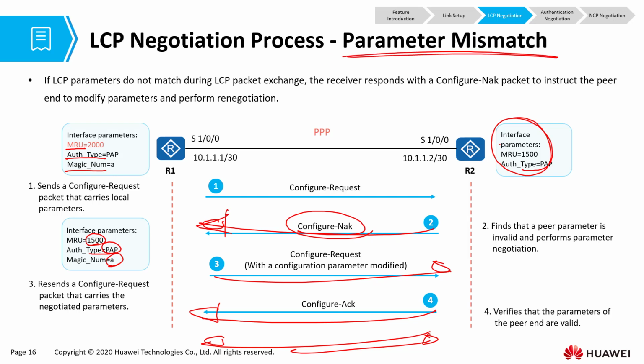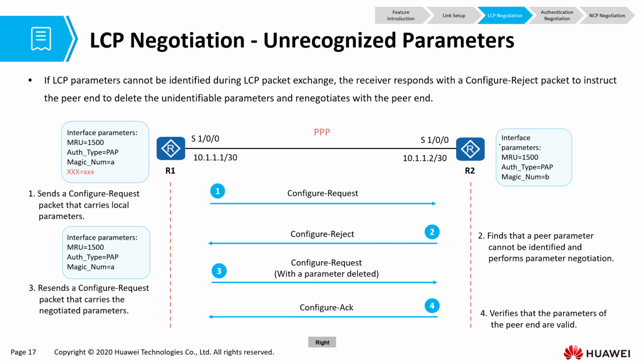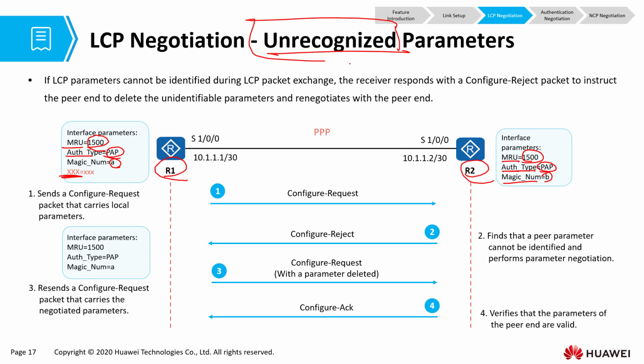But there is also a case where router 1 is going to send a parameter that router 2 completely knows nothing about. Look at this example. Router 2 knows about the maximum receivable unit, the value is 1,500. The authentication type, the value is PAP. The magic number, the value is B. The magic number value is A, authentication type is PAP, maximum receivable unit is 1,000. They are all the same. However, look at router 1. Router 1 knows of another parameter XXX, which has a value XXX. Router 2 knows nothing about this parameter. It does not recognize this parameter. This is the second abnormality.